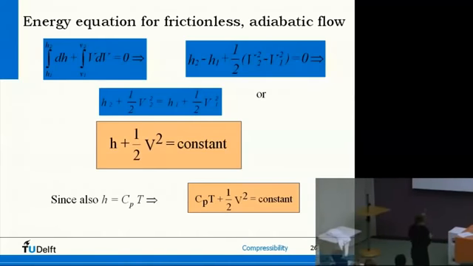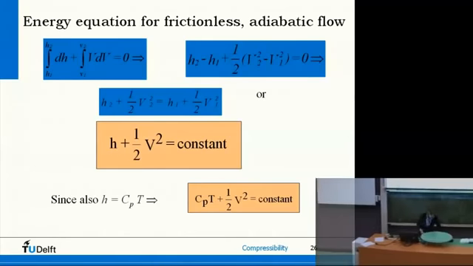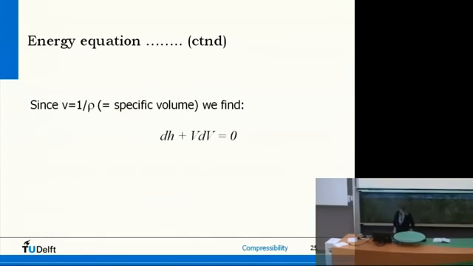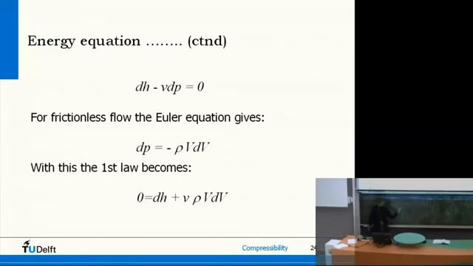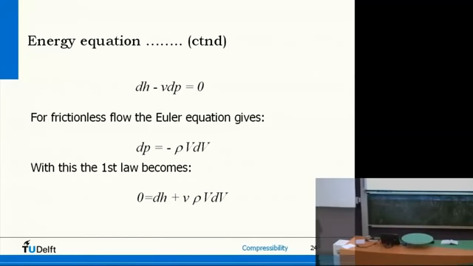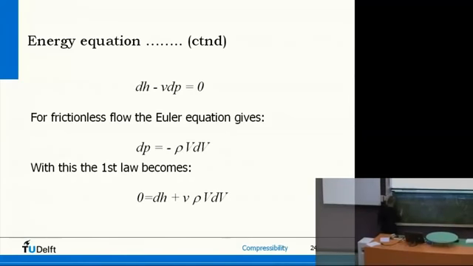Where did the rho and the specific volume go? Tip, tip. V times rho. V is 1 over rho, so 1 over rho times rho is 1. So, easy.